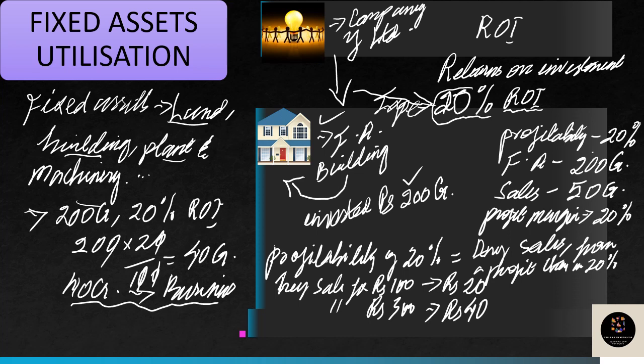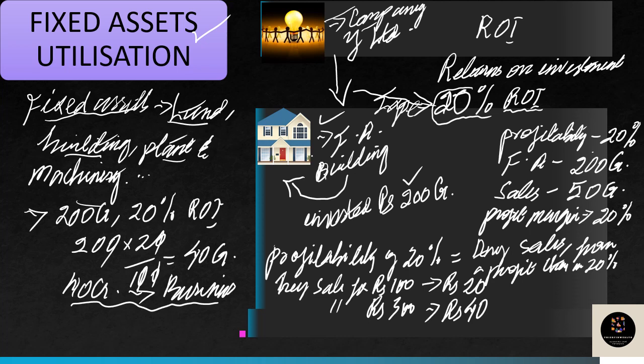Okay, so up till now I think everything is clear. There's no doubt about fixed assets utilization. We know what fixed assets are. Fixed assets are land, building, plant, machinery, and this is a company, Y Limited company, and return on investment. Y Limited company invested on fixed assets, building.